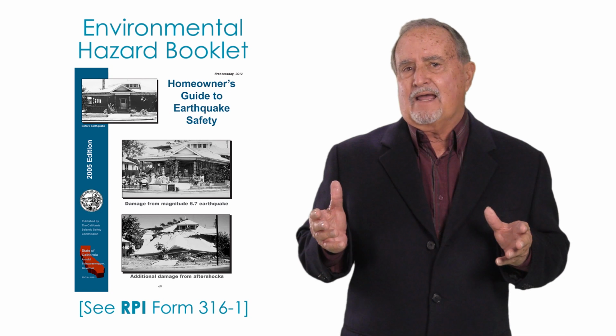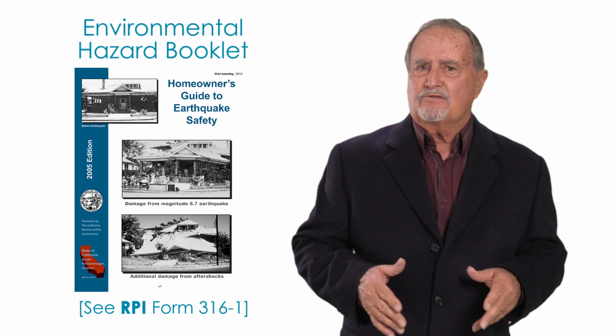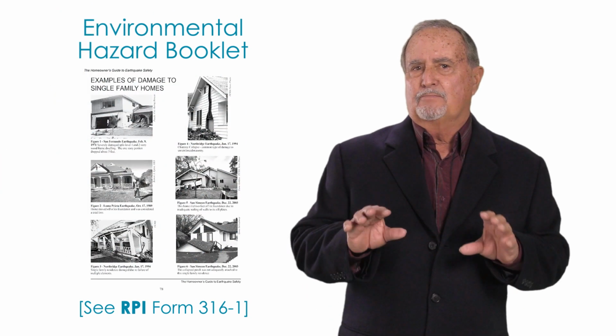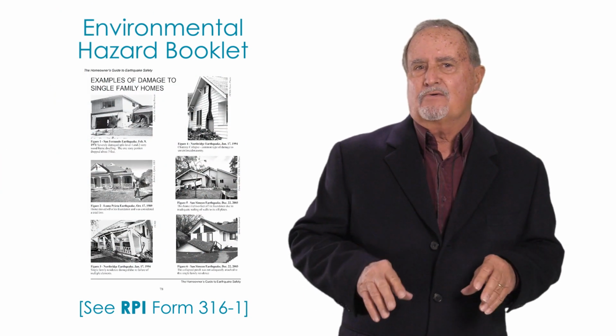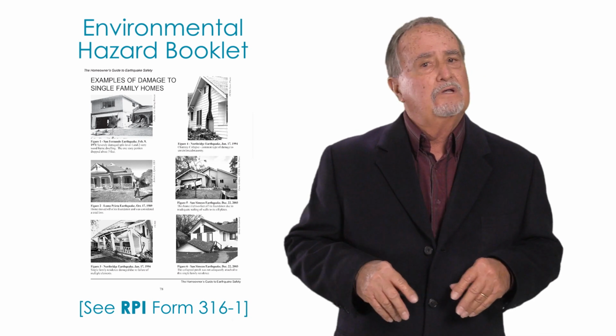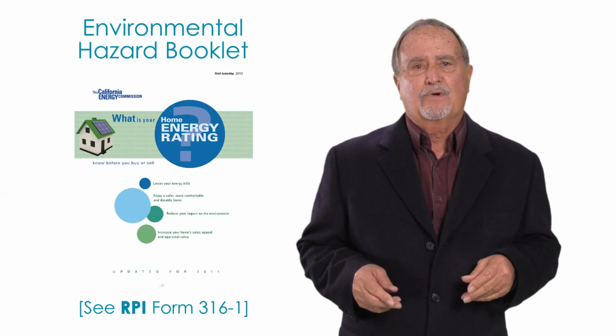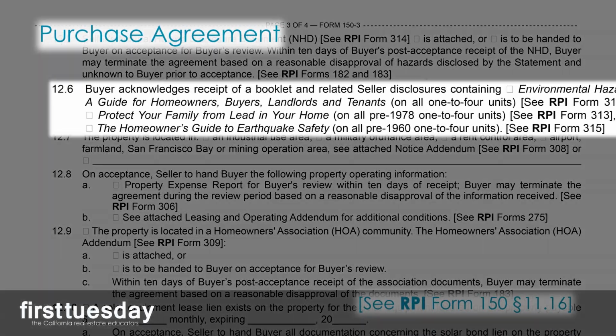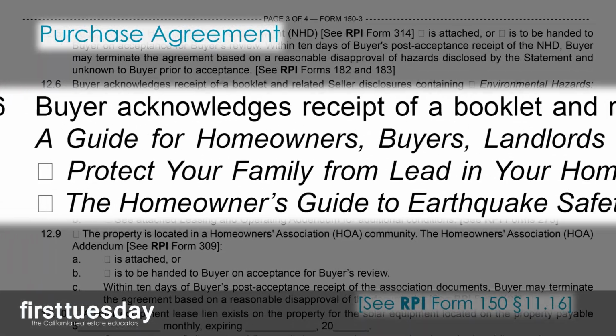The environmental hazard booklet is not a disclosure of known defects on the property. The booklet merely contains general information on a few critical environmental hazards, none of which might actually exist on the property. Delivery of the booklet is confirmed in writing through a provision in the purchase agreement.